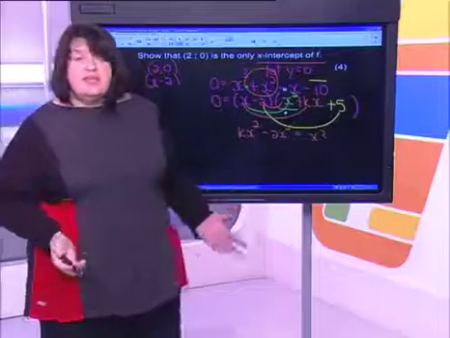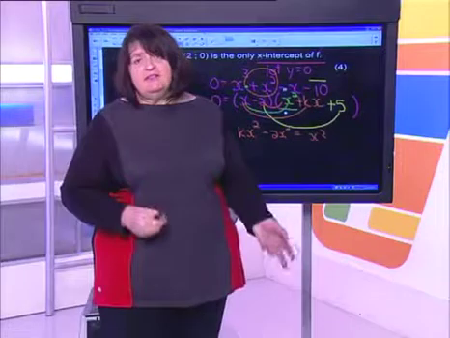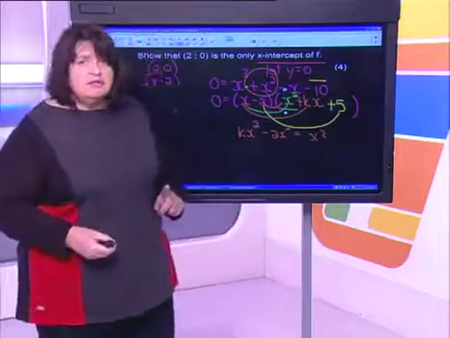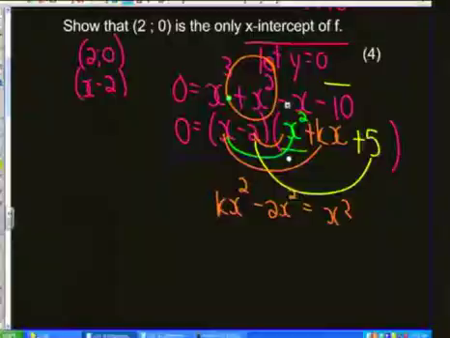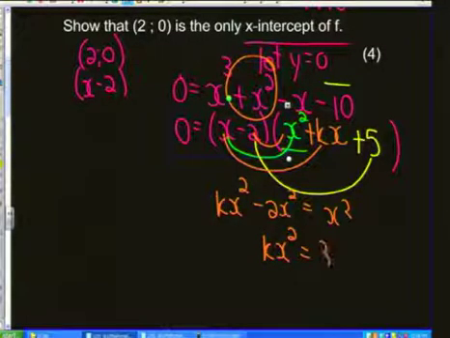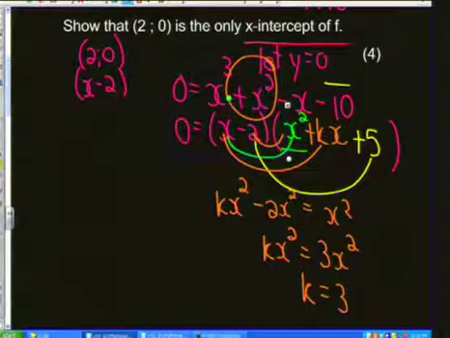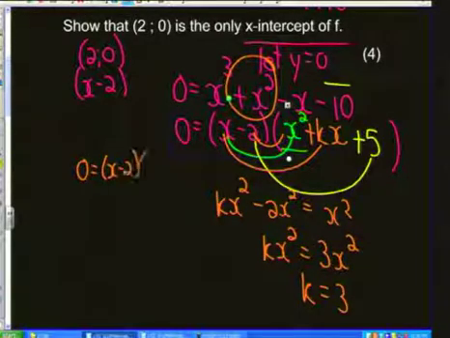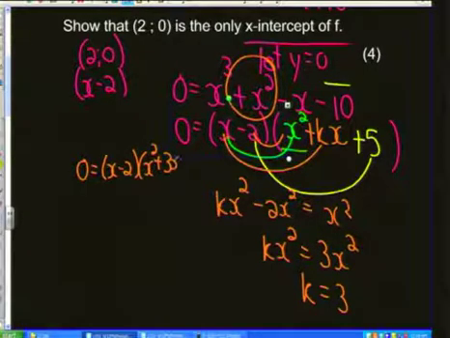Now, I needn't have used x squared. I could have used x instead of x squared. I will do it the long division way as well, just so you can see it. So this becomes kx squared equals 3x squared. And so that means that k equals 3. If x squareds are the same, the k must equal the 3. So what do we know now? We know that this equation is 0 equals x minus 2, and this is going to be x squared plus 3x plus 5.